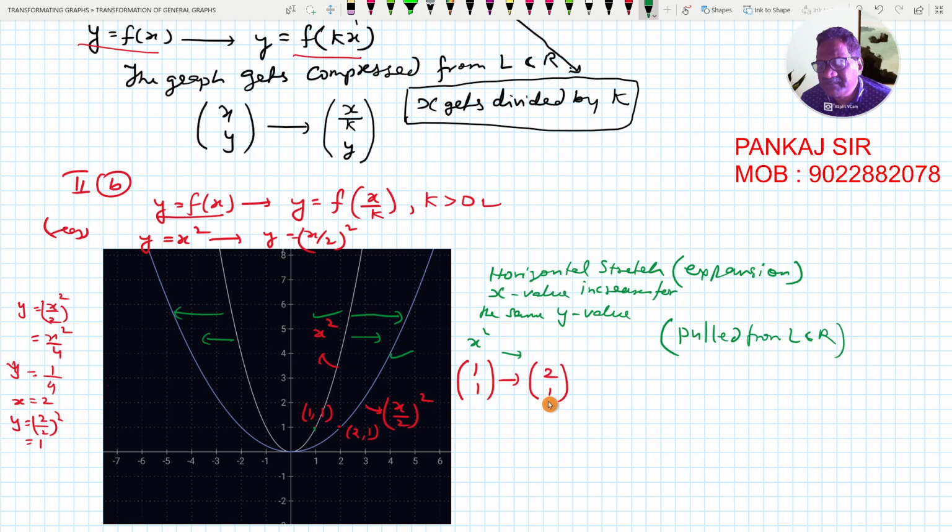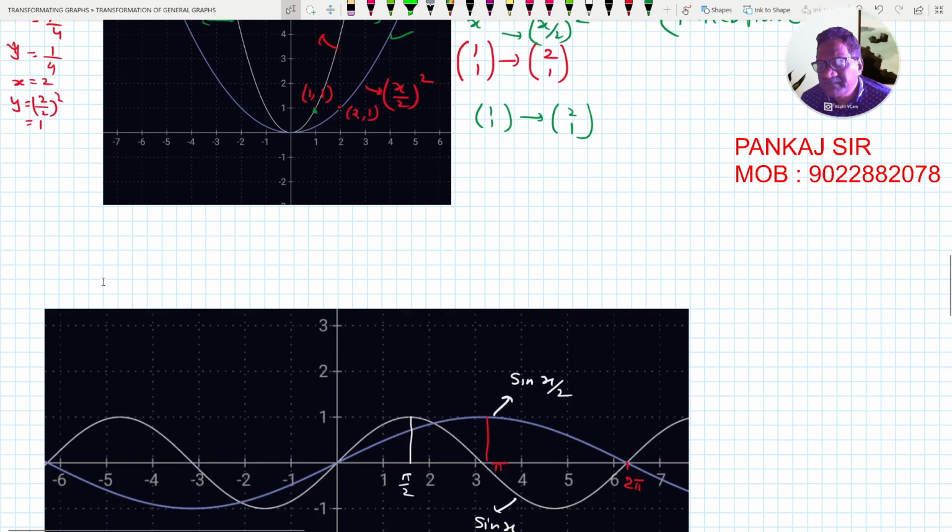So (1, 1). So on this (x upon 2) the whole square graph, you will get the corresponding point as (2, 1). So for (1, 1), the shift is (2, 1). So you can say that this point (1, 1) has shifted to point (2, 1). So this way also you can say. So this is happening when the horizontal stretch takes place. Remember, this is the fourth type of transformation that we are dealing with. Let us take some more examples.